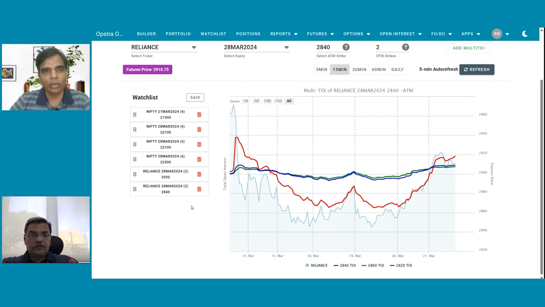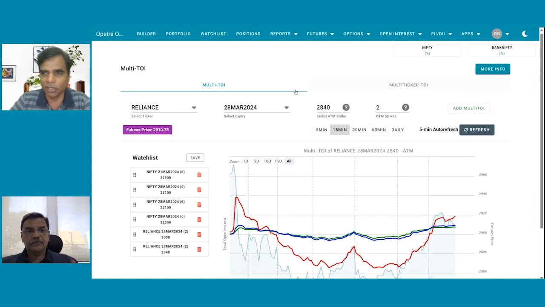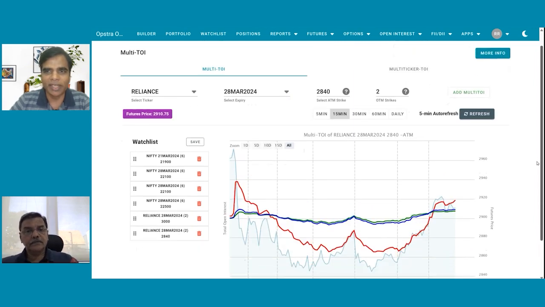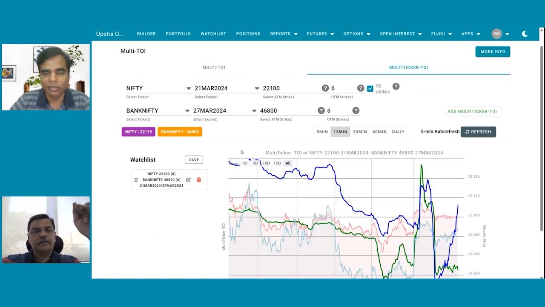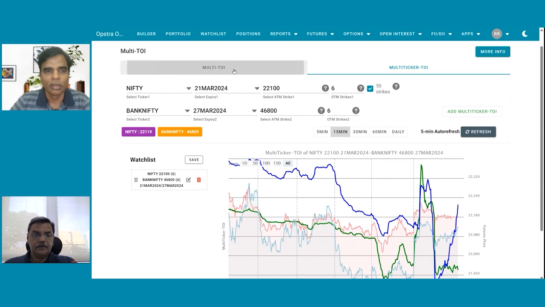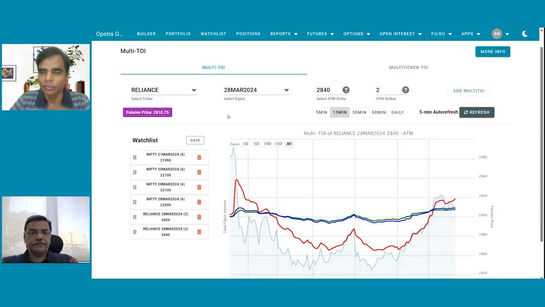All right, so in this we have covered the multi-TOI, where we are plotting three different strikes' TOI instead of just one. So that's why we call it multi-TOI. Now AP, we have also developed another feature based on your input called multi-ticker-TOI. Again, just one thing: this multi-TOI can also be used on Bank Nifty or even on weekly options.